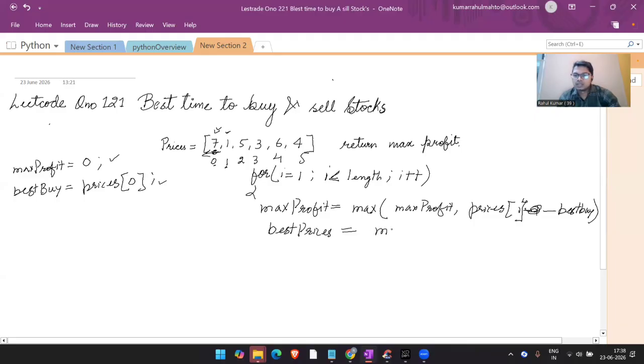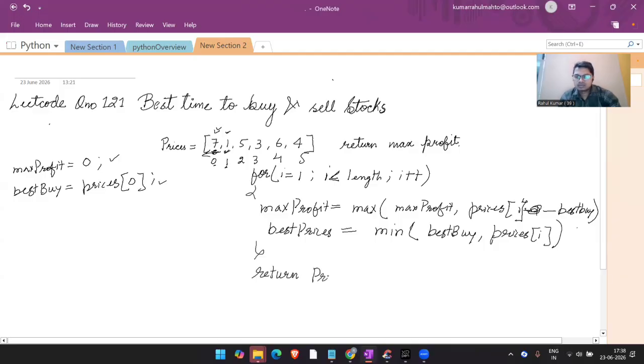For finding the best price, I will apply the minimum method, and I will pass 2 values here as parameters. The first will be best buy, and the second will be the value at the index where I'm standing right now, prices of I. After iterating with the for loop, I will go outside and return the maximum profit. That's it. This is the logic.